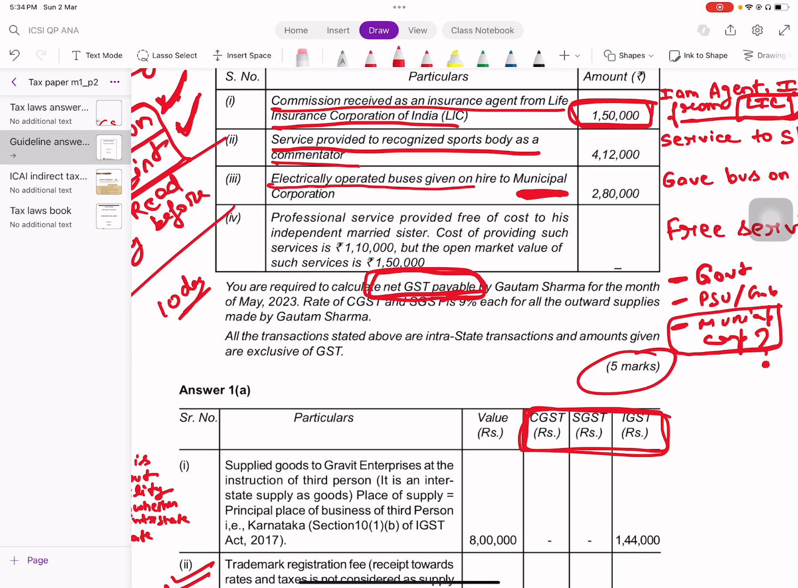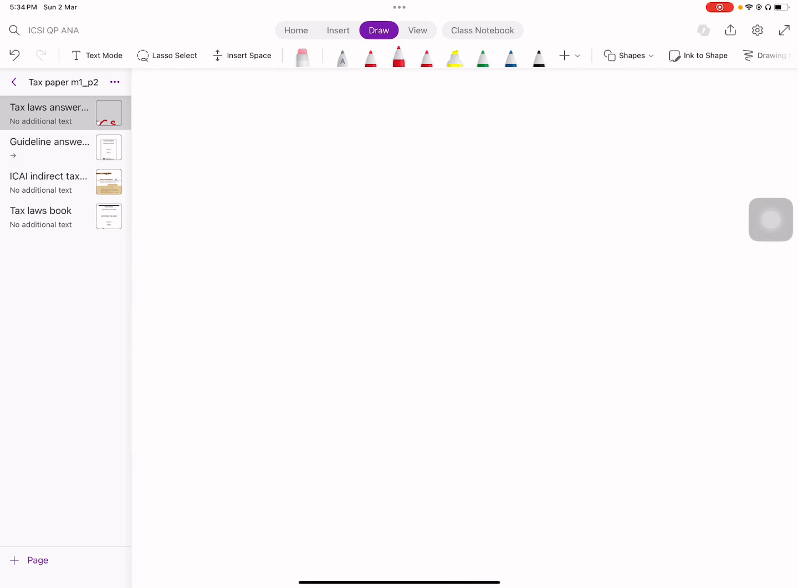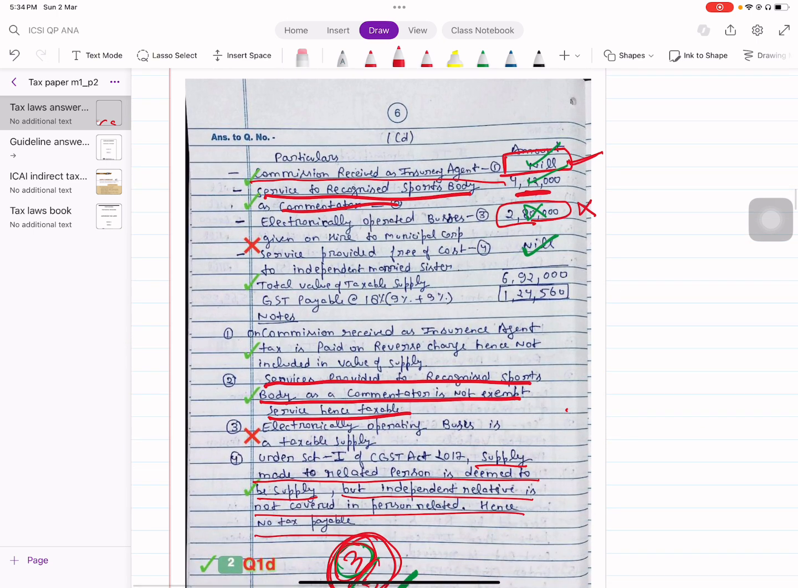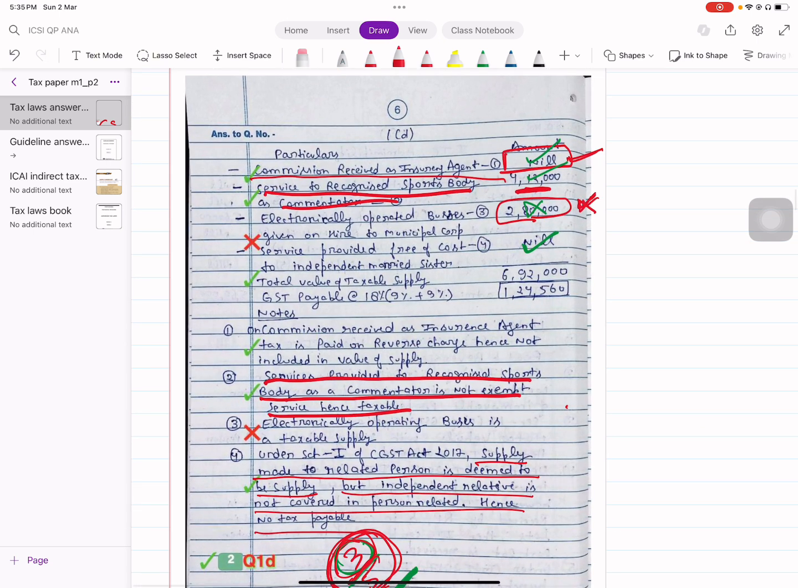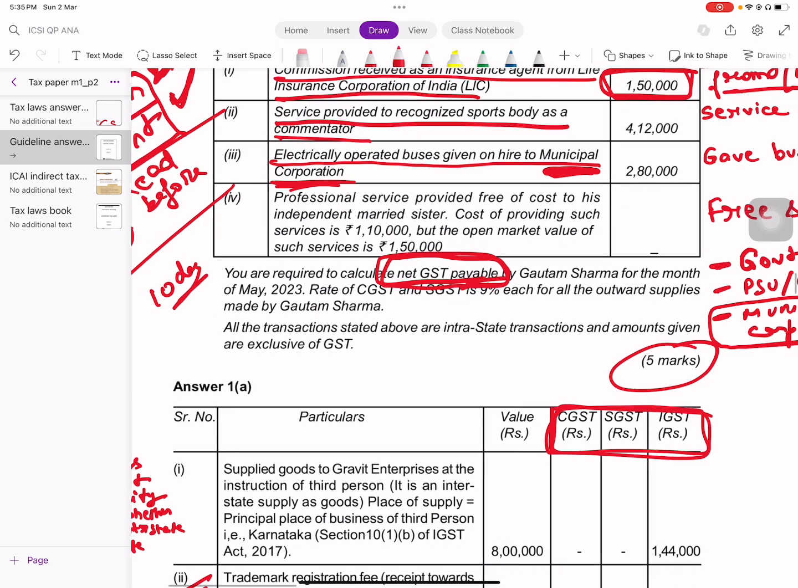Electronically operated bus given on hire to municipal corporation. Now any services provided to the government or its corporations will be exempt from GST. However, I have included it here. That's why the examiner has cut this point, because it is wrong. It is exempt.